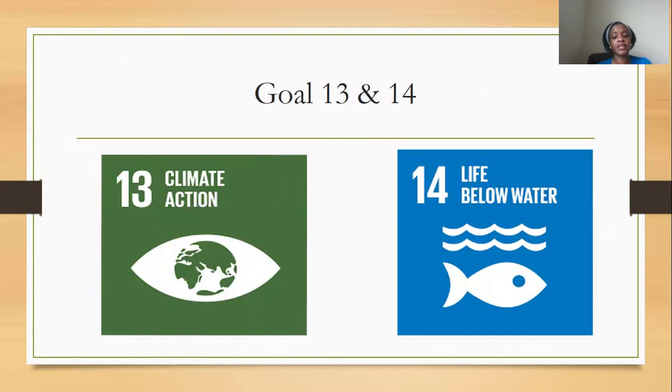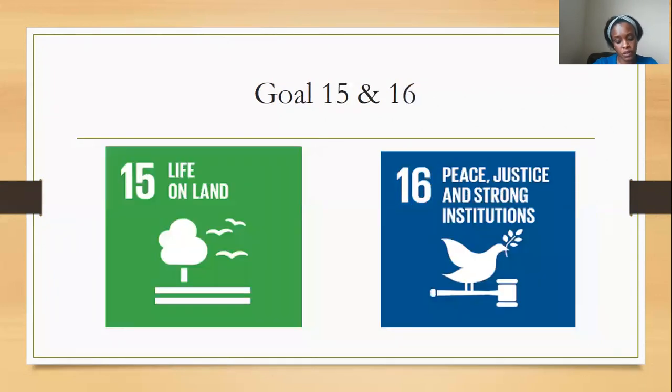Goal number 13, climate action. That is pretty self-explanatory. Global warming, how can we use technology to tackle global warming? Goal number 14, life underwater. How can we use technology to ensure that we preserve biodiversity underwater, we stop blast fishing, and also the depletion of coral reefs? Goal number 15, life on land. How can we use technology to preserve land and life on land?